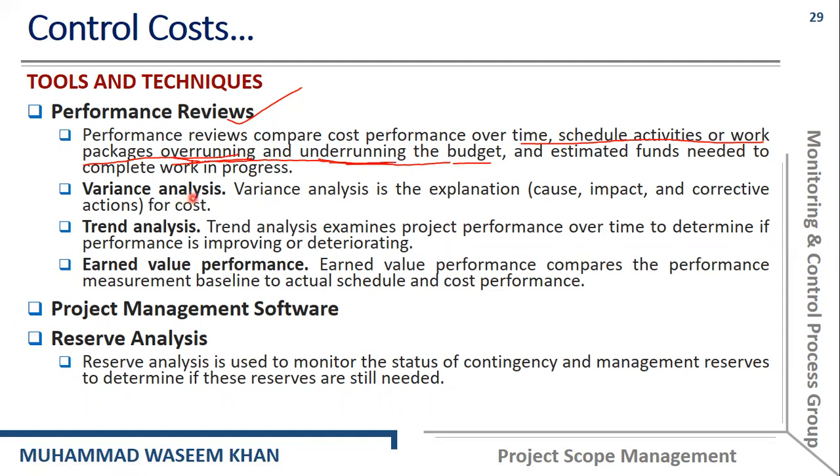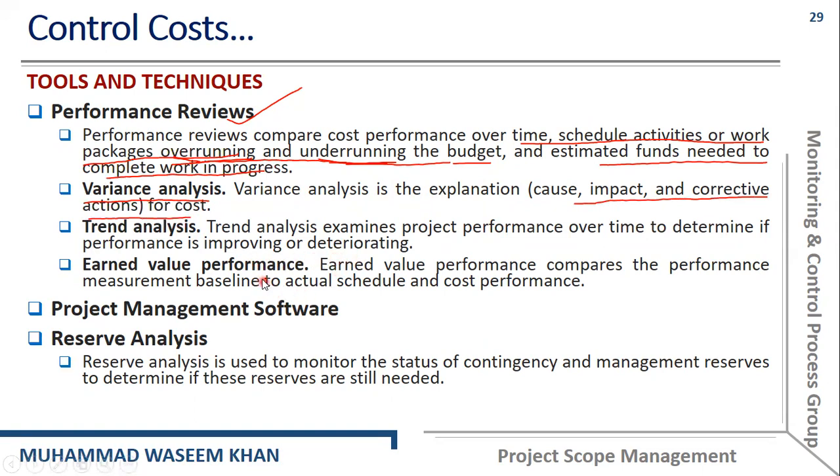There are three basic analyses that we undertake in the performance review. The first one is the variance analysis. Variance analysis is the explanation for cost. Explanation means it identifies the causes for cost, the impact on cost, and the corrective actions that are required to manage the cost. For these purposes, we use the variance analysis.